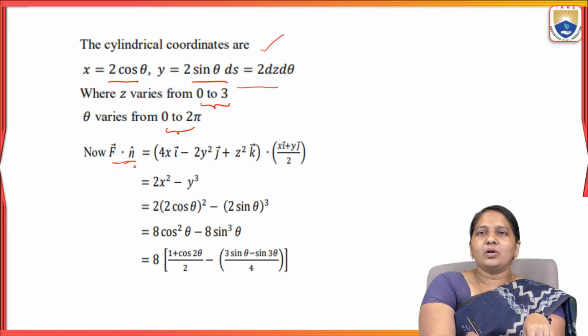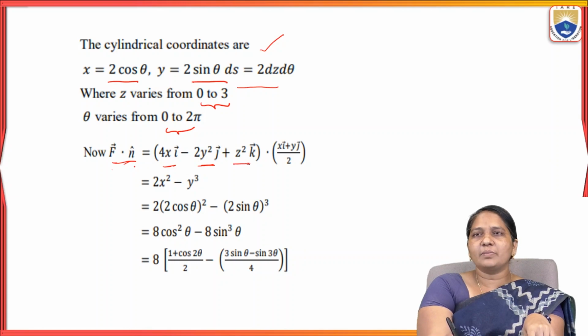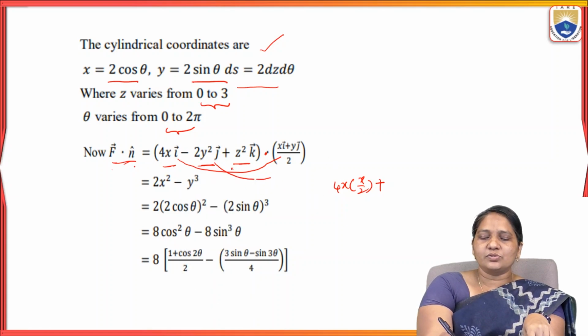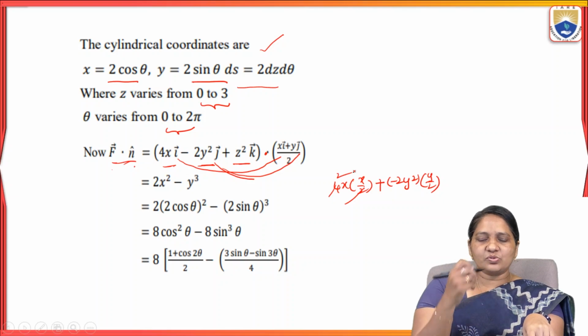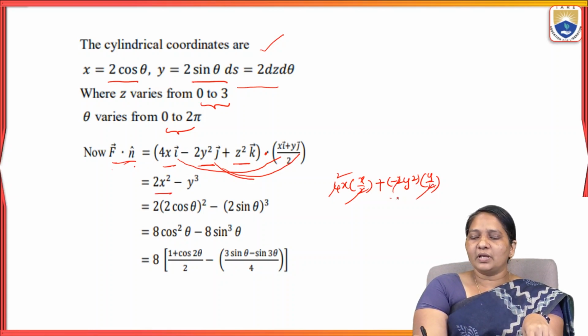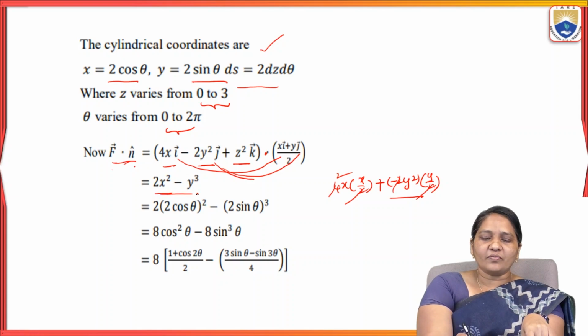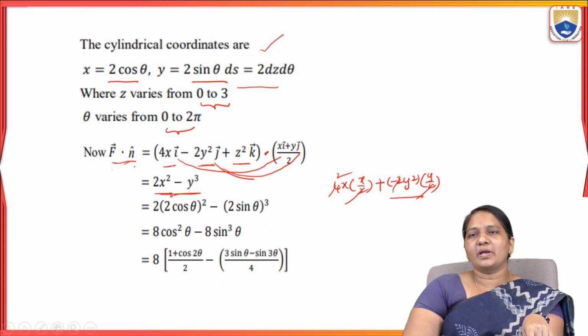So now f bar dot n cap. f bar is 4xi minus 2y square j plus 2 z square k, and n cap is xi plus yj by 2. So now we are doing the dot product, i dot i, so that means 4x into x by 2, plus j dot j. Here j dot j is minus 2y square into y by 2. So this is 2 times, so 2x square, and here 2 will be cancelled. This is minus y cube. So f dot n value, I got 2x square minus y cube.